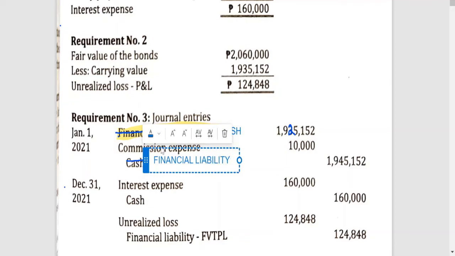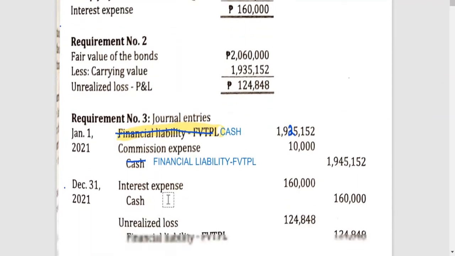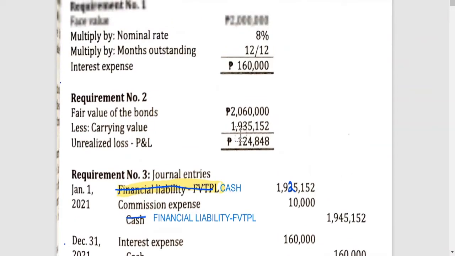Okay, FVTPL. So we need to establish the financial liability, di ba? Okay, next. On December 31, we're going to record the interest expense. So this is the amount we computed earlier. Interest expense, credit cash.